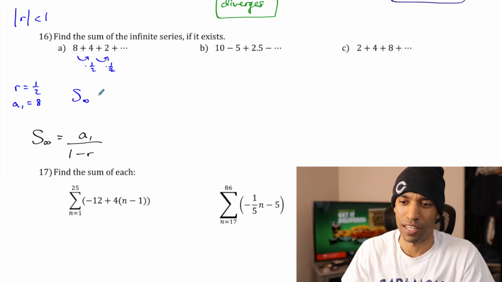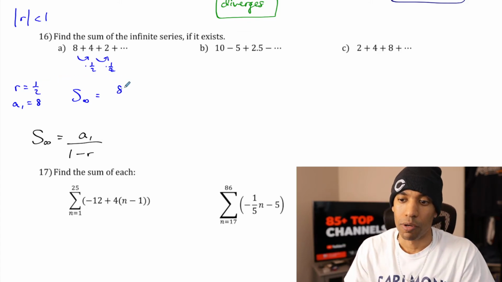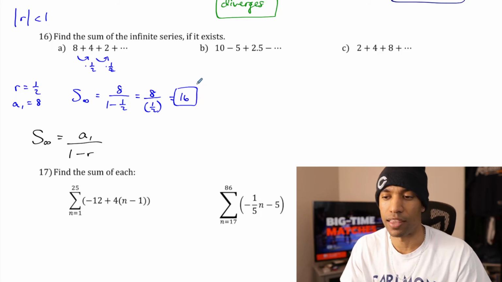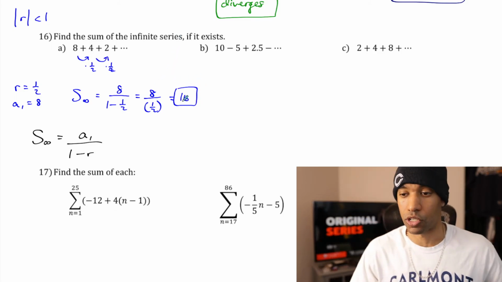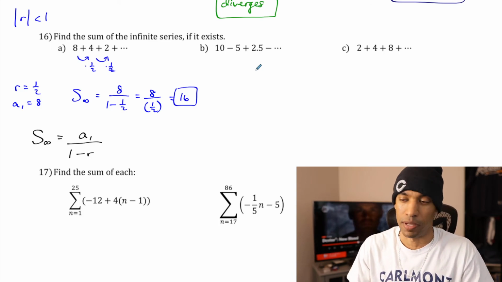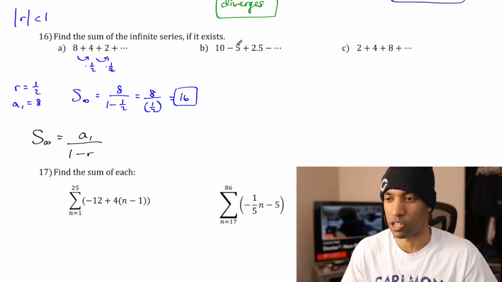S sub infinity, the infinite series sum, and it converges, so we use this. It's going to be 8 over 1 minus 1/2, which is 8 over 1/2, multiplying by 2, and that's 16. As you add this over and over, forever, it's going to get closer and closer to 16. These aren't going to be too different. I wish I had one of like 2/3 and stuff so we could actually play with a few more.